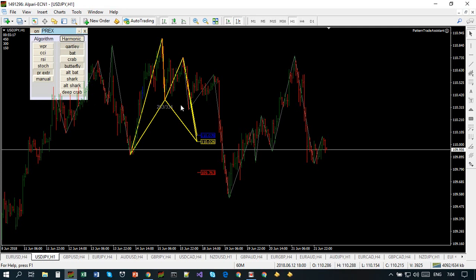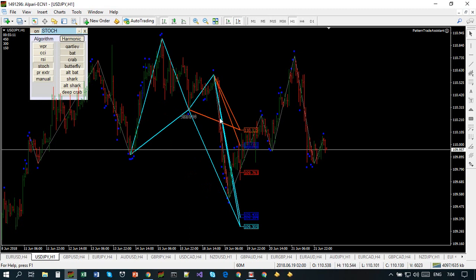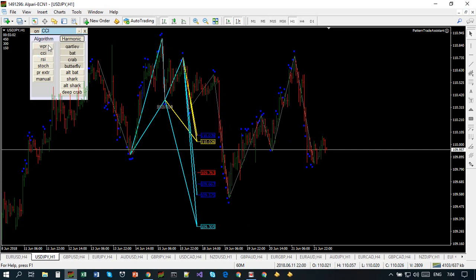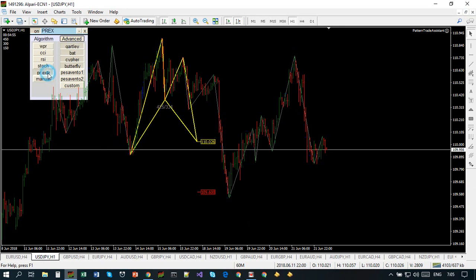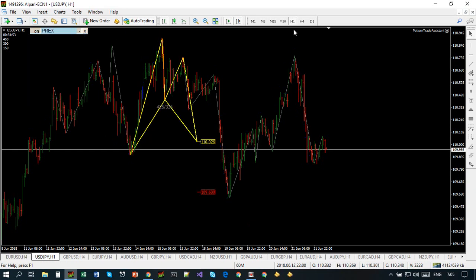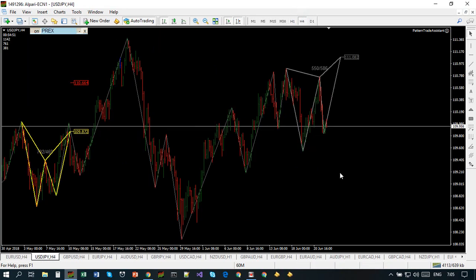And let's go to harmonic analysis. In harmonic analysis we also had a bat and a crab. Okay, with the stochastic we had a Gartley pattern. Let's go next. So nothing is setting up for the future, only some historical patterns. Let's go to 4 hour, and here it is.